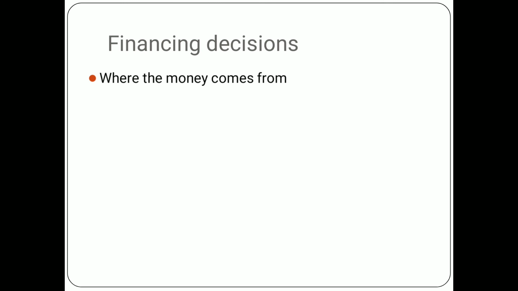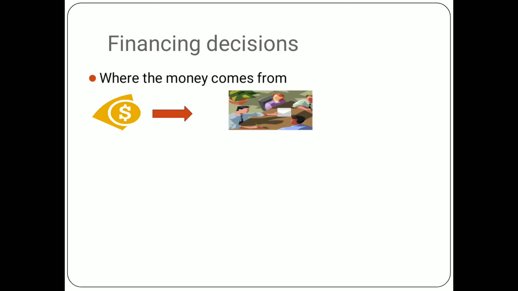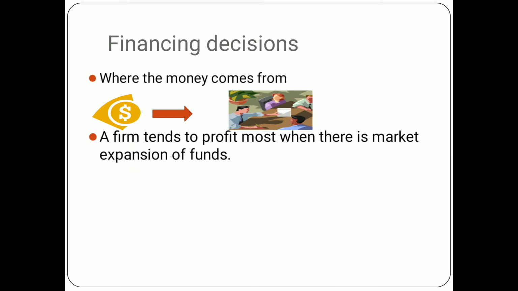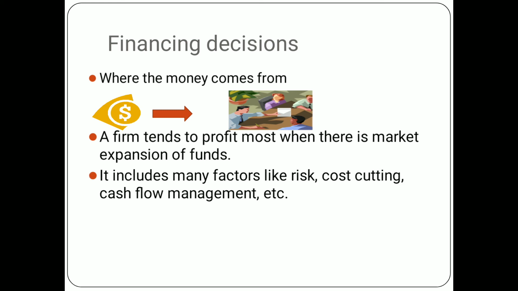Okay, the financing decisions deal with from where the money comes into our business. This is the money that comes into our business. This is our business. Then a firm tends to profit most when there is market expansion of funds. It also includes many factors like risk, cost cutting, and cash flow management. Mainly these financial decisions, there are only two types of sources through which finances can be raised.